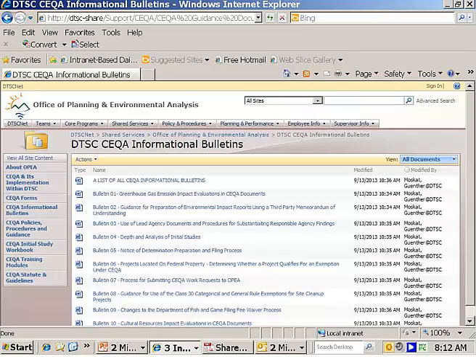And on this slide, you can see some of the topics included in our informational bulletins. These bulletins provide some practical information and can often answer many of your questions about the CEQA process and how it's handled within DTSC. And now we're going to attempt to open up a bulletin for you, so please bear with us while we do a little technical switch over here.